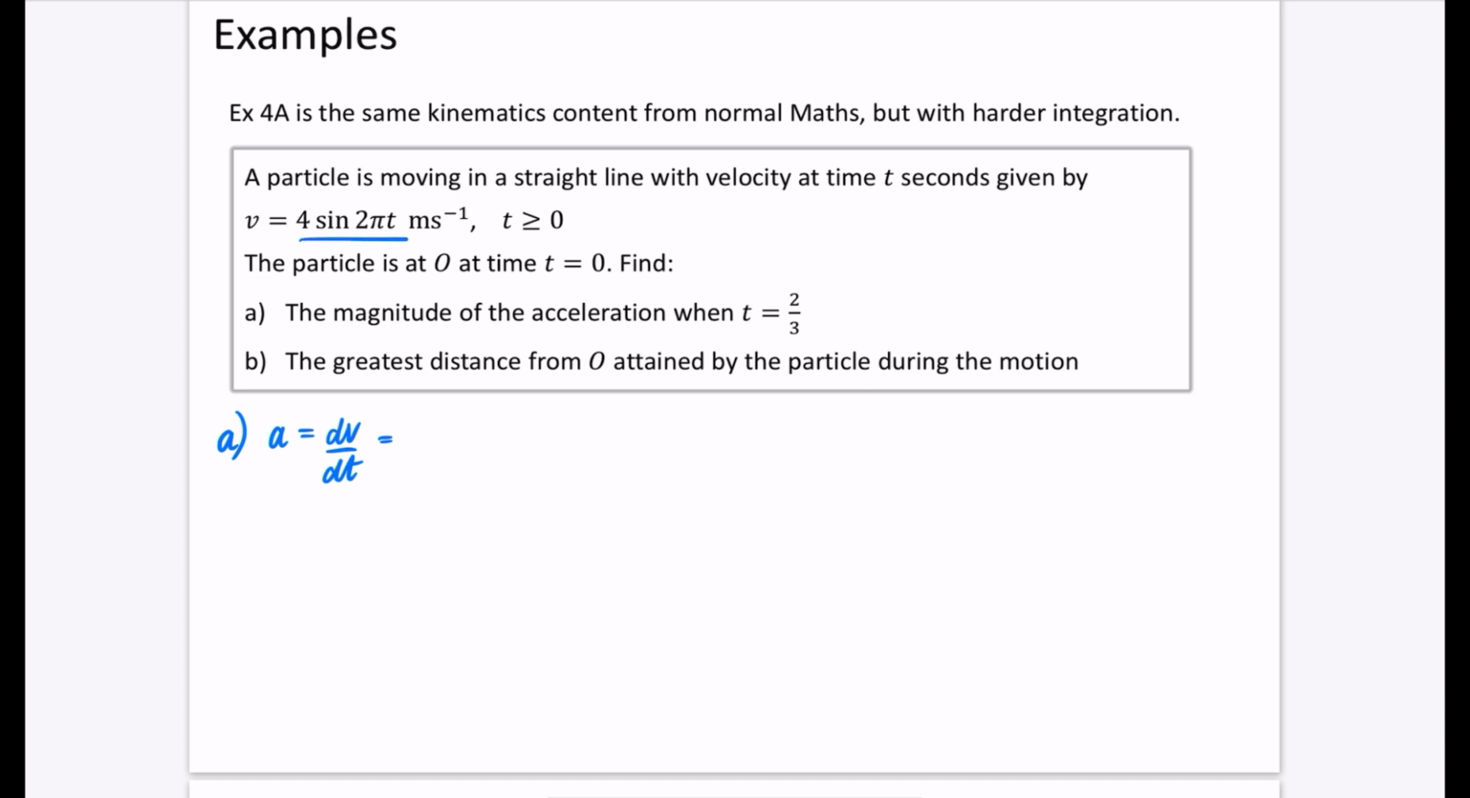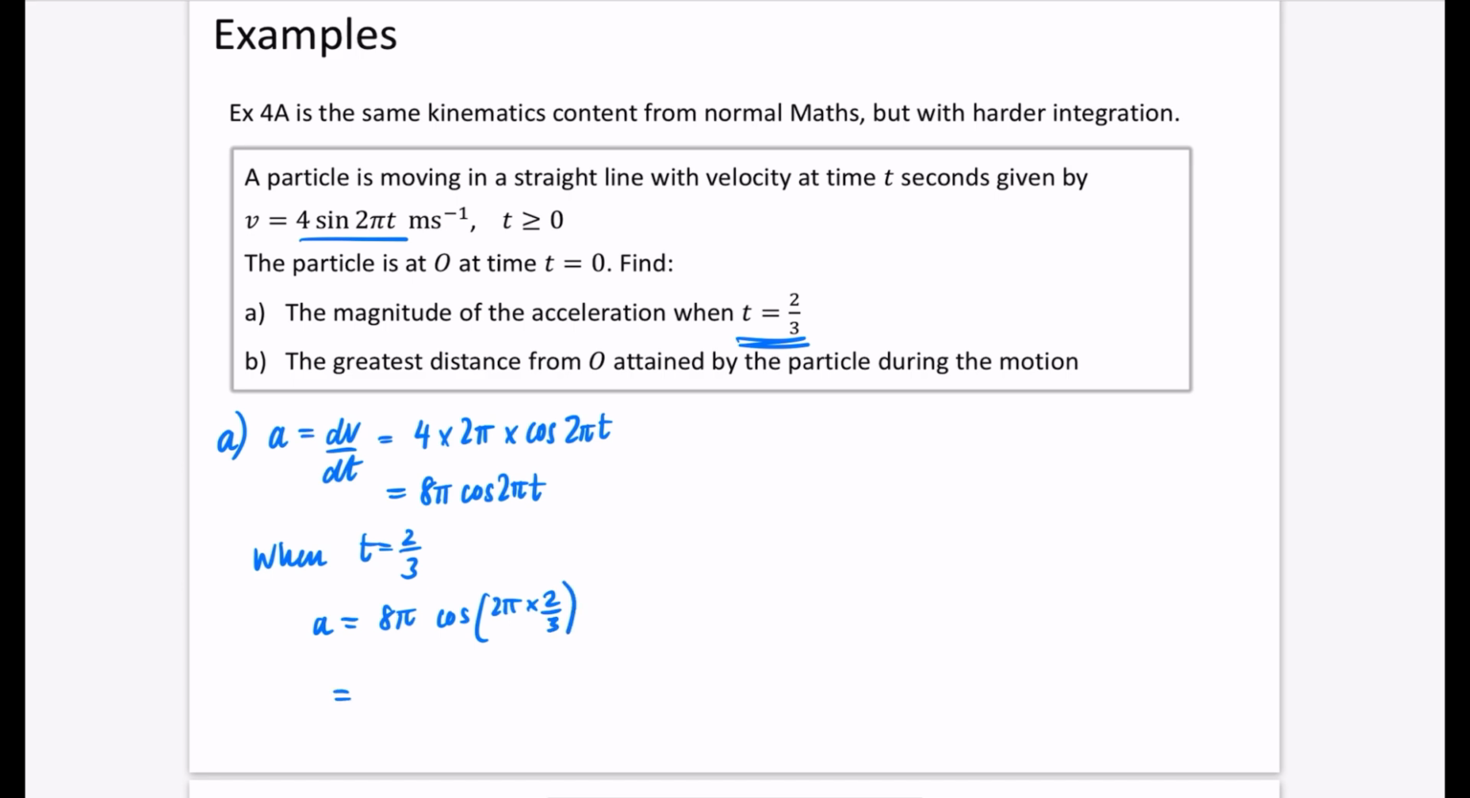Now I'm going to assume you know how to do the chain rule here. So there's going to be the 4, and we're also going to have to multiply by the derivative of this inside part, which is 2π. So that is 4 times 2π, and sine differentiates to cos. So it's going to go to cos of 2πt. So it is 8π cos(2πt). And we just want to find out what the acceleration is when t is equal to 2/3. So when t is equal to 2/3, the acceleration would be 8π times the cos of 2π multiplied by 2/3. So just on my calculator, I'm going to make sure I'm in radians because we're obviously doing calculus here.